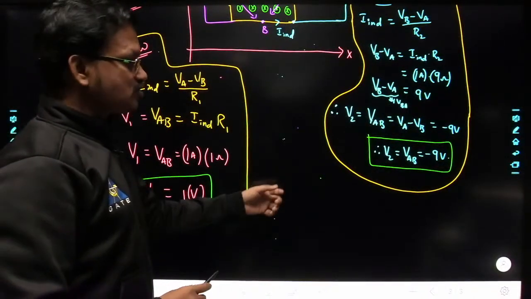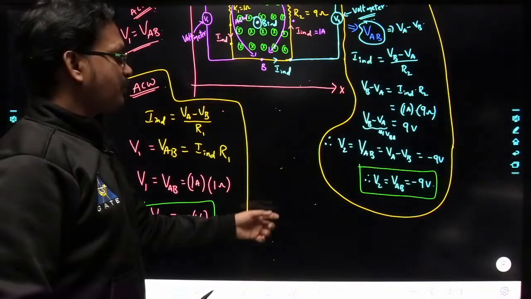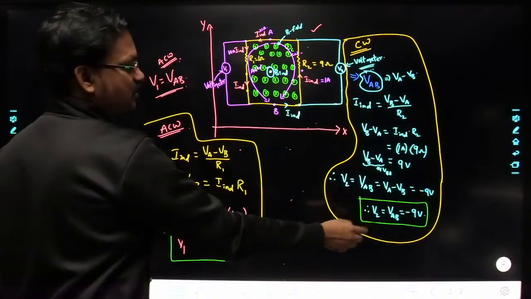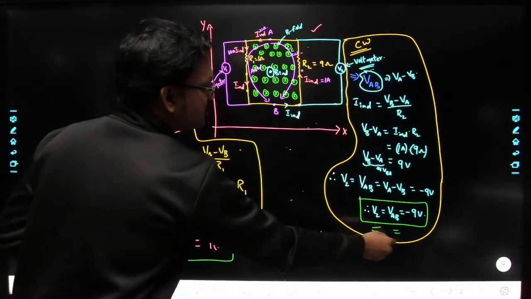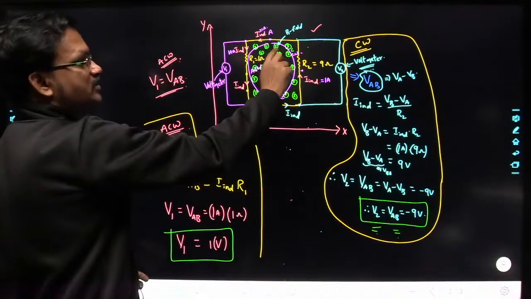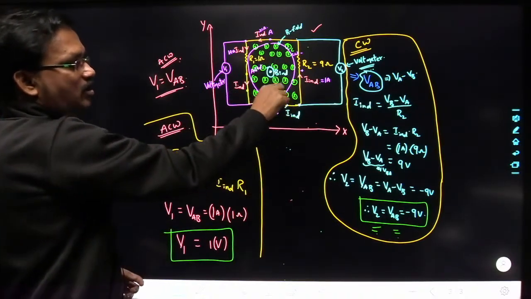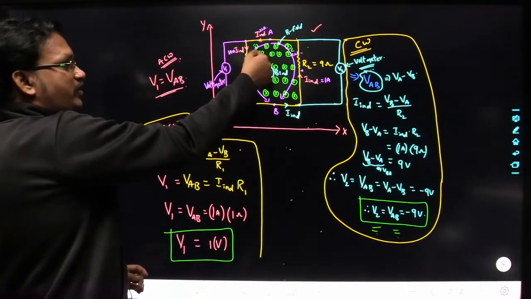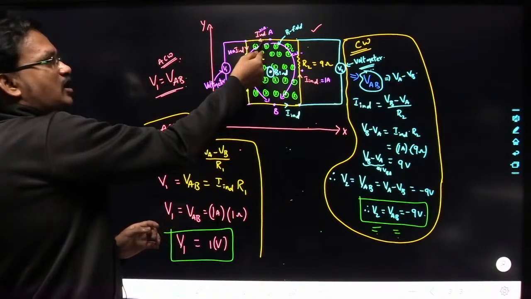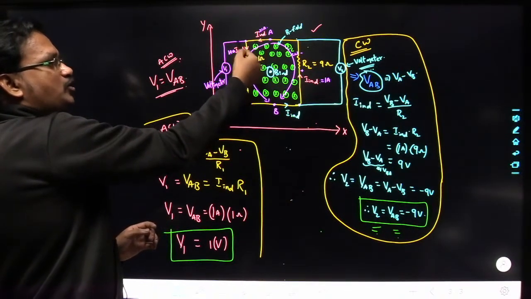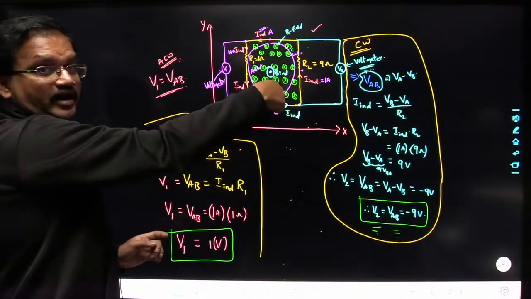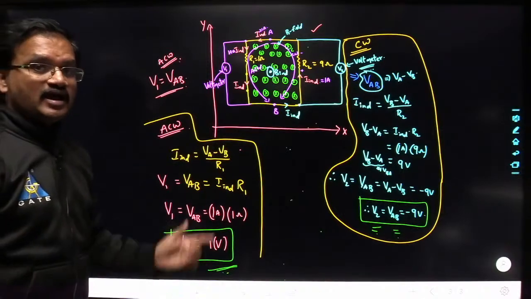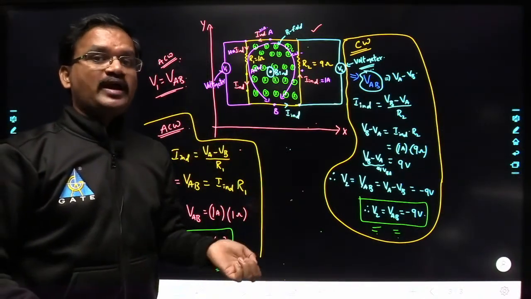Yes or no? Okay, so here the work done VAB is nothing but the work done in moving the unit charge from A to B in clockwise direction. So we are getting it as minus 9 volts. As you move in anti-clockwise direction, the work done in moving the unit charge from A to B, we got as 1 volt. So that means the work done is depending upon the path.